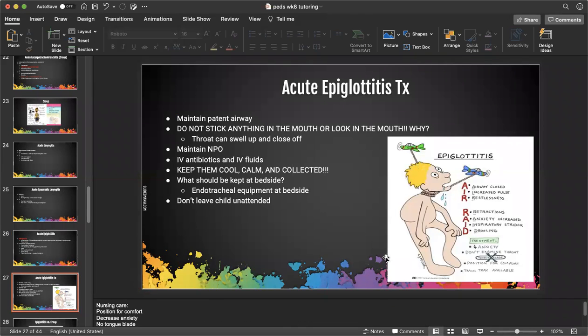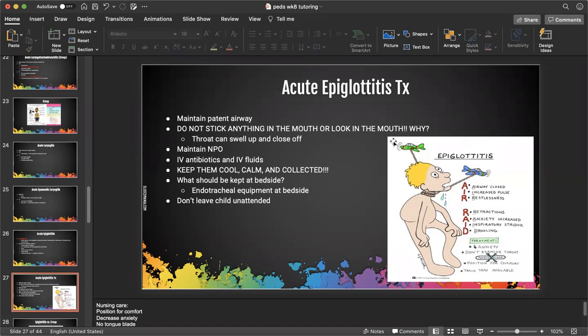So again, I love these pictures because I feel like it's really good for visualizing. Before I get into the treatment, I'm just going to go over this really quickly. Like I said, it's leading to an airway obstruction. So the airway will be closed. They'll have an increased pulse, so that tachycardia. They'll be restless. They'll have retractions. They'll have increased anxiety, inspiratory stridor, and that drooling. So those 4 Ds.